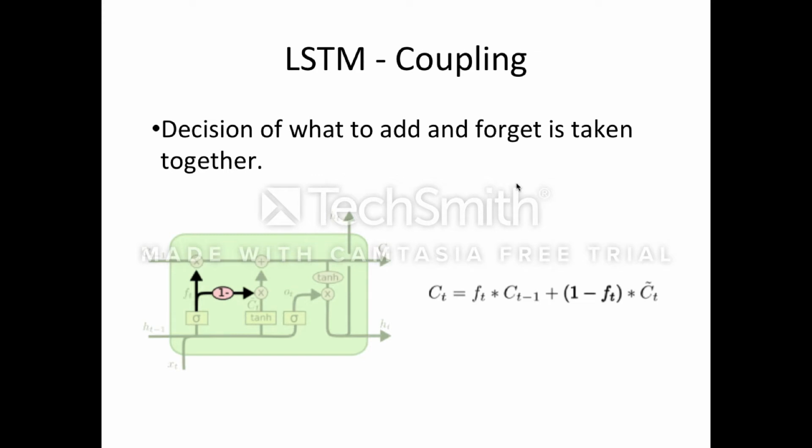In the LSTM with coupling, the input and the forget gates are coupled together and the decisions between them are taken at the same time. So we only forget when we are trying to input something in its place, and we only input new values to a state when we forget something older.